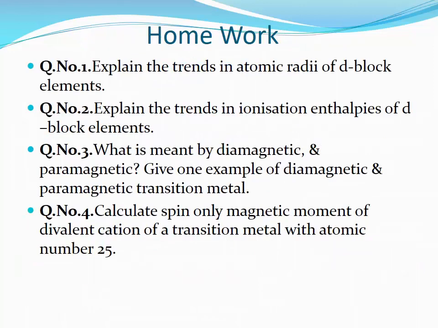Now homework for you. Question number 1. Explain the trends in atomic radii of d block elements. Question number 2. Explain the trends in ionization enthalpy of d block elements. Question number 3. What is meant by diamagnetic and paramagnetic? Give one example of diamagnetic and paramagnetic transition metal. Question number 4. Calculate spin-only magnetic moment of the divalent cation of a transition metal with atomic number 25.